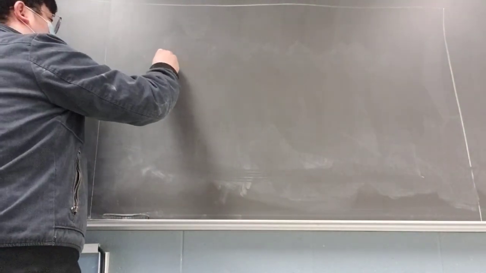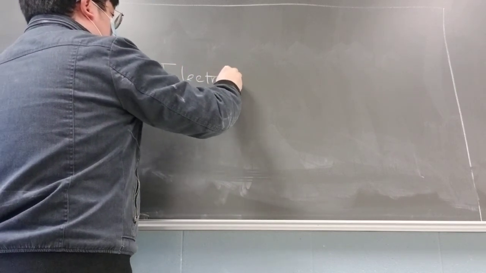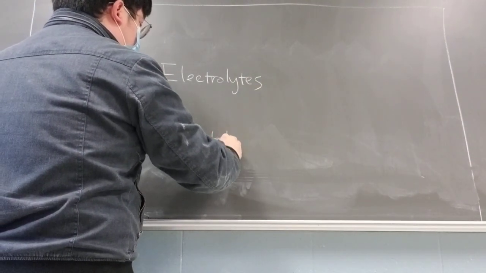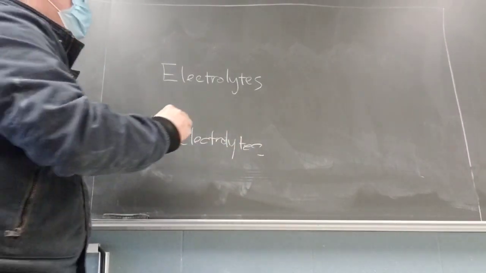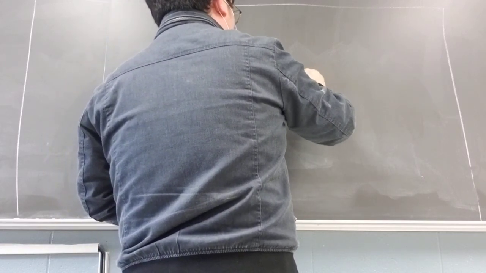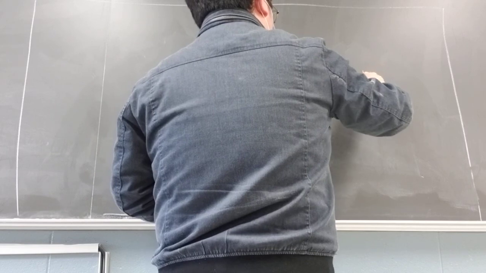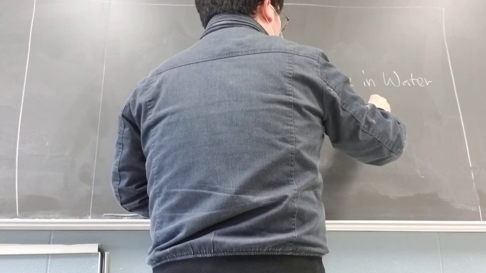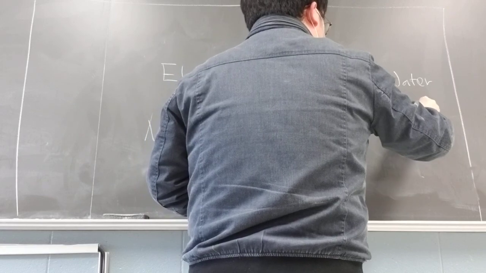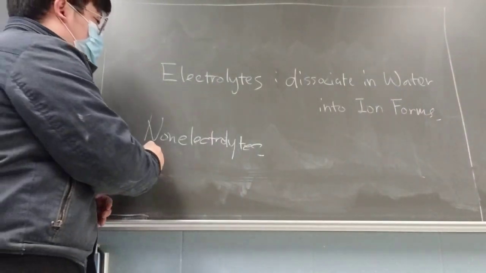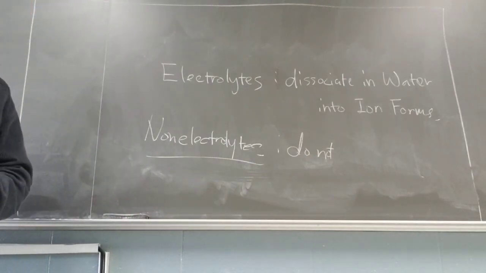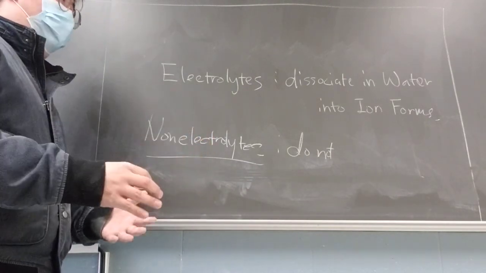So when we talk about aqueous solutions, we can think about two things: electrolytes and non-electrolytes. So the electrolyte is the one that dissociates in water into all ion forms. And then non-electrolytes do not. They don't dissociate in the water, so they're not going to break apart in the form of ions like cations and anions over here.